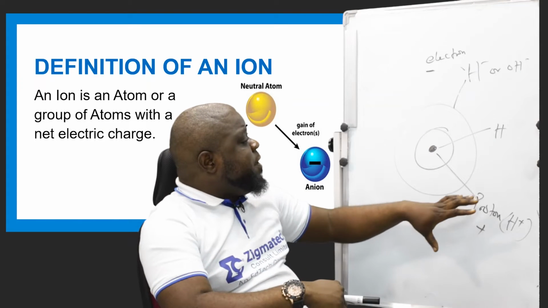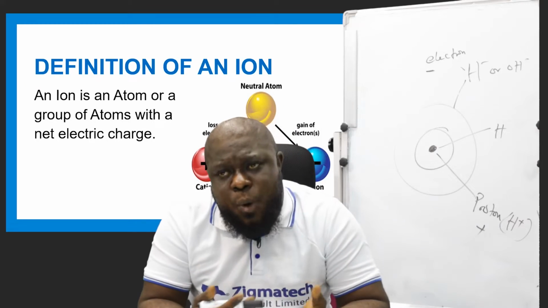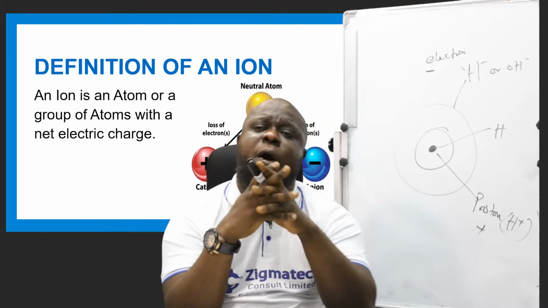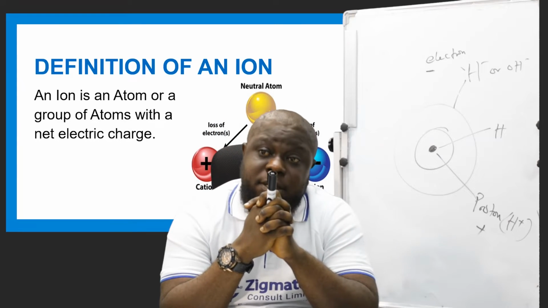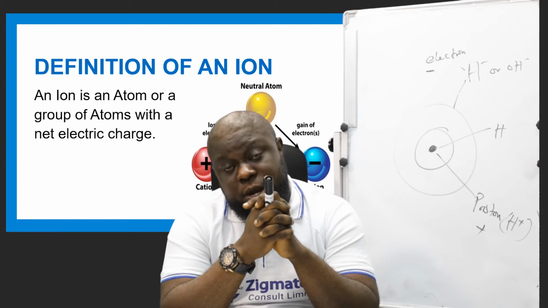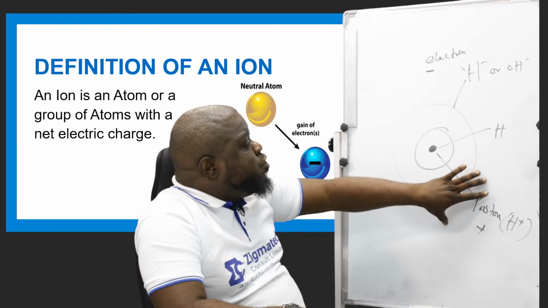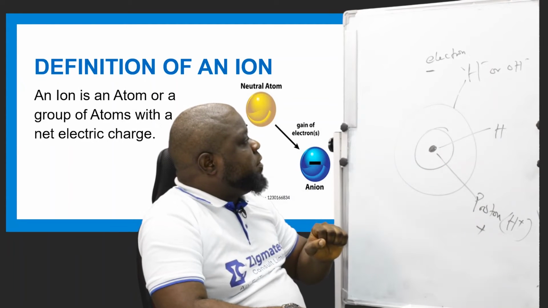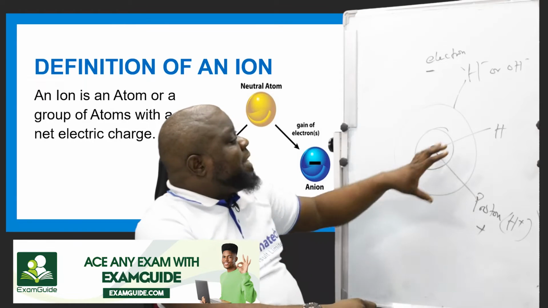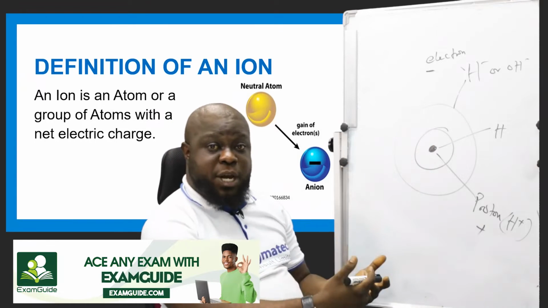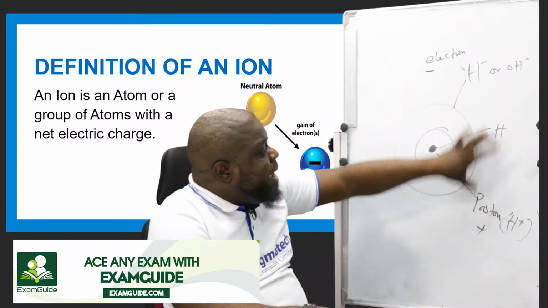Now, I told you that the atom is electrically neutral. Why? Because it has the same number of protons and electrons. If you look at your screen, you will know what I'm talking about. Now, this particular ion is still an atom. Why? Because the ions came out from the atom. If you check, the charges in the atom are called the ions.